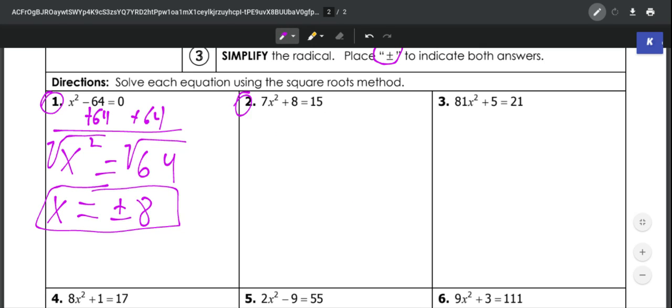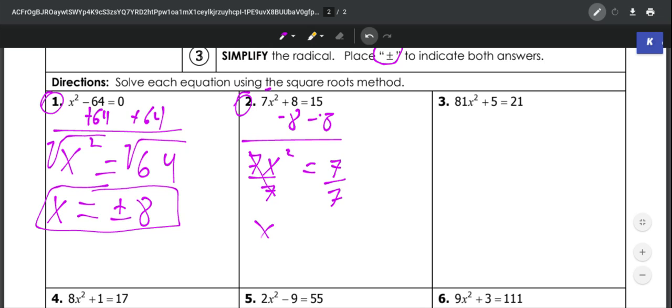So let's do another example. This is number 2. So first of all, you would start off by subtracting 8 from both sides, because we need to get this 7x squared by itself first, then we can get x squared by itself. So we'll be left with 7x squared equal to 15 minus 8 is 7. Then we're going to divide both sides by 7 to get x squared by itself. Now that we've got x squared by itself, we're just going to have x squared equal to 7 over 7, which is 1. Now we can take the square root of both sides.